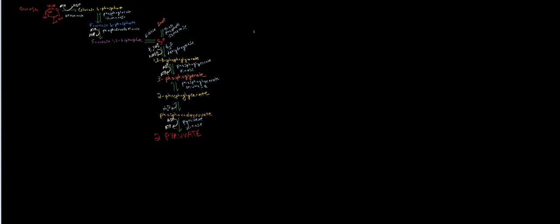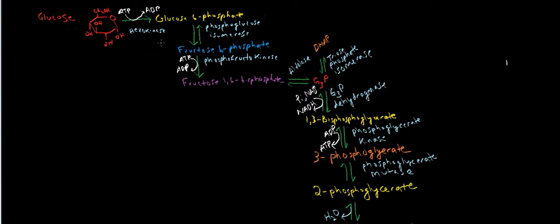hexokinase. As you can see here, hexokinase, and you lose an ATP to form ADP. So from glucose 6-phosphate, you have an enzyme, phosphoglucose isomerase, which catalyzes that reaction to form fructose 6-phosphate. And again, you also lose an ATP to form ADP. All right, so next, the enzyme that catalyzes fructose 6-phosphate to fructose 1,6-bisphosphate is phosphofructokinase.